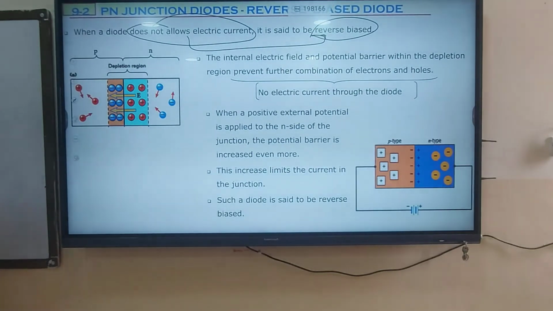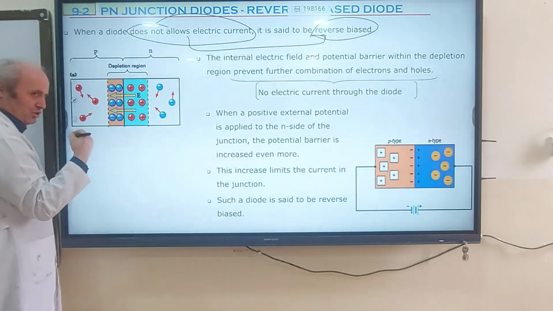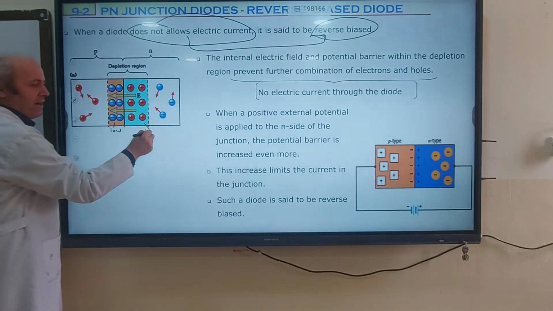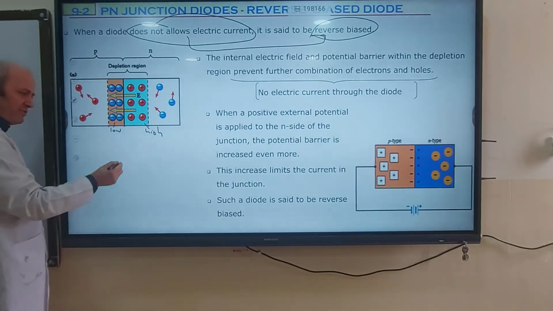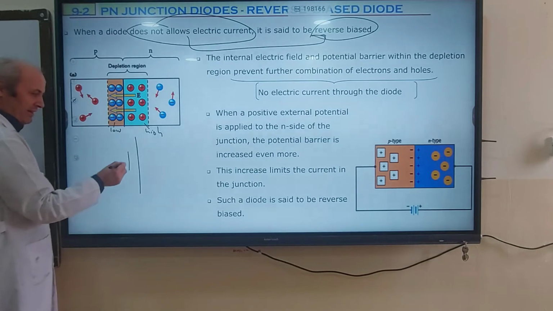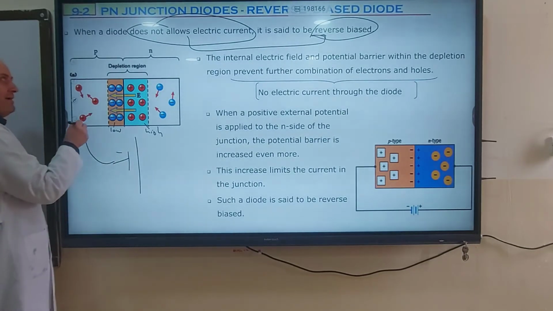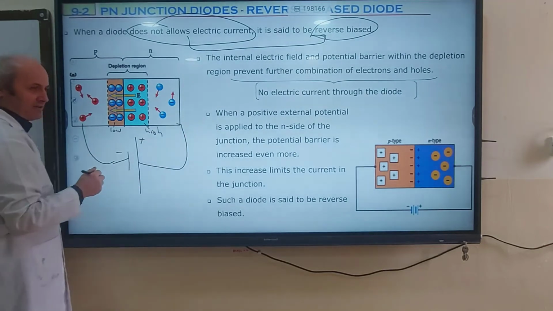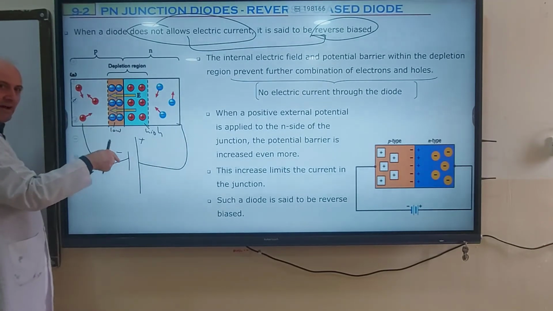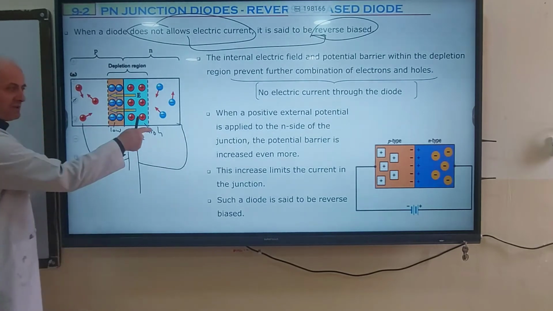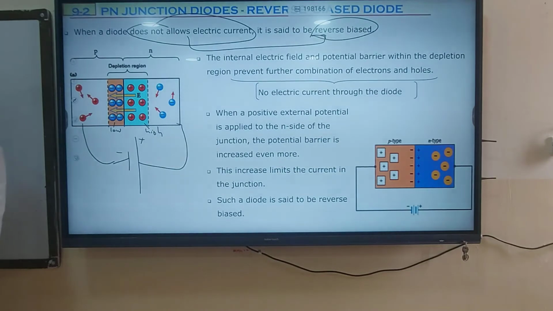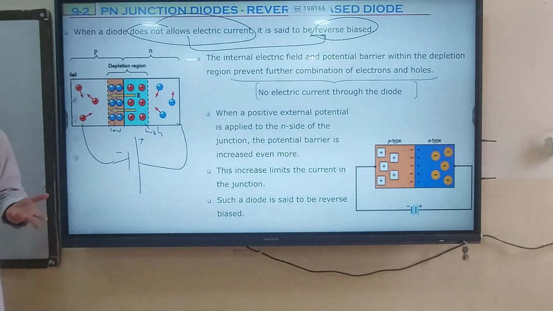If I join a battery, normally this side is low and this side is high potential. If I join the negative terminal of the battery to the P side and the positive terminal of the battery to the N side, it was low, and by connecting negative I made it much lower. It was high, and by connecting positive I made it much higher. So I increased the potential barrier even more. So, is it possible for them to combine? No.